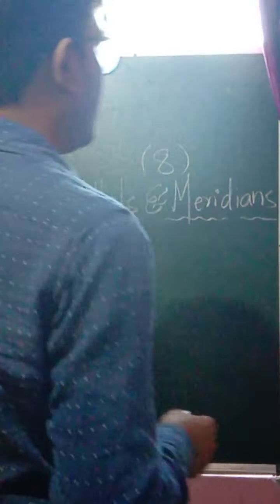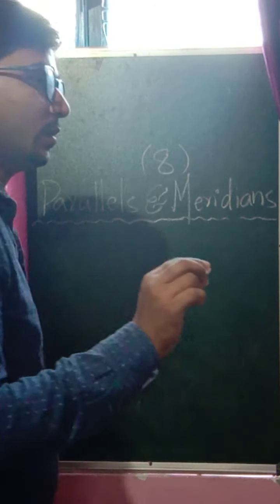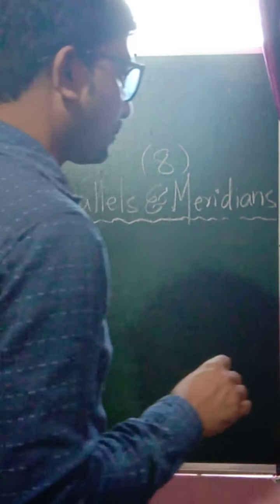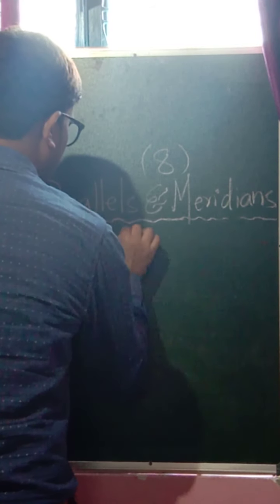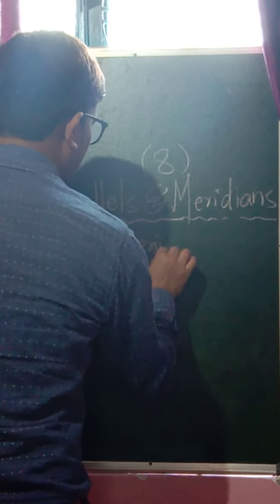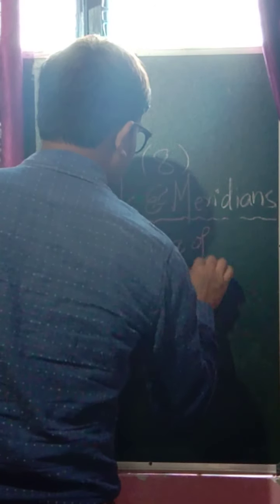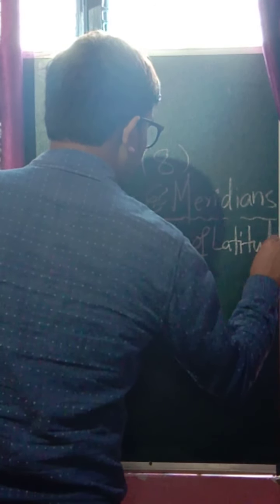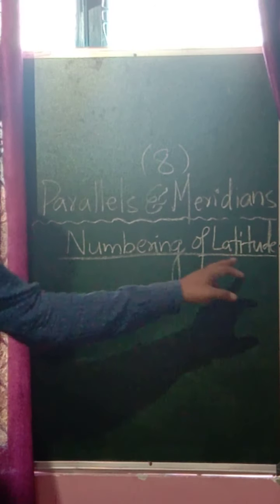The next topic is the numbering of latitudes. Numbering means the important degrees, or the numerical importance, of the latitude lines. You can call it the numbering of latitude.